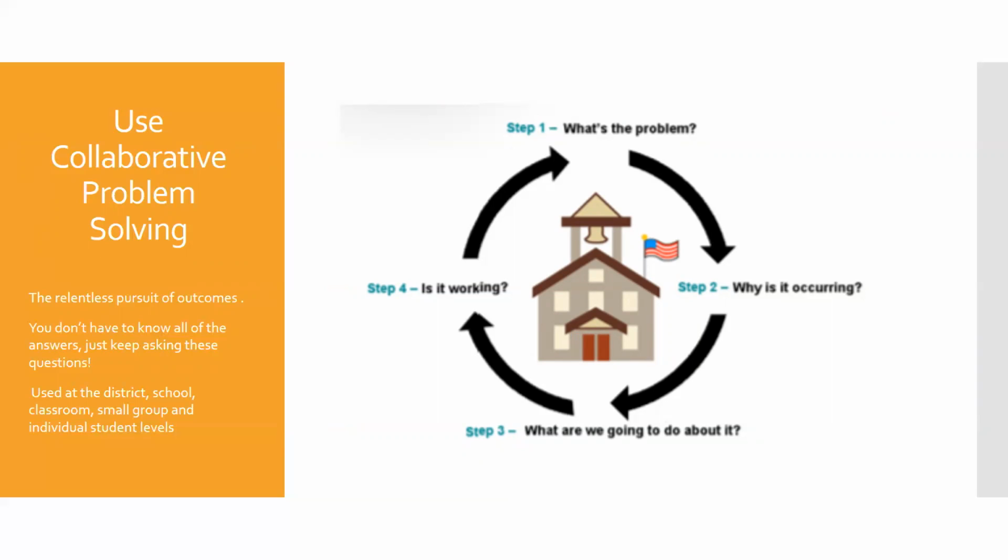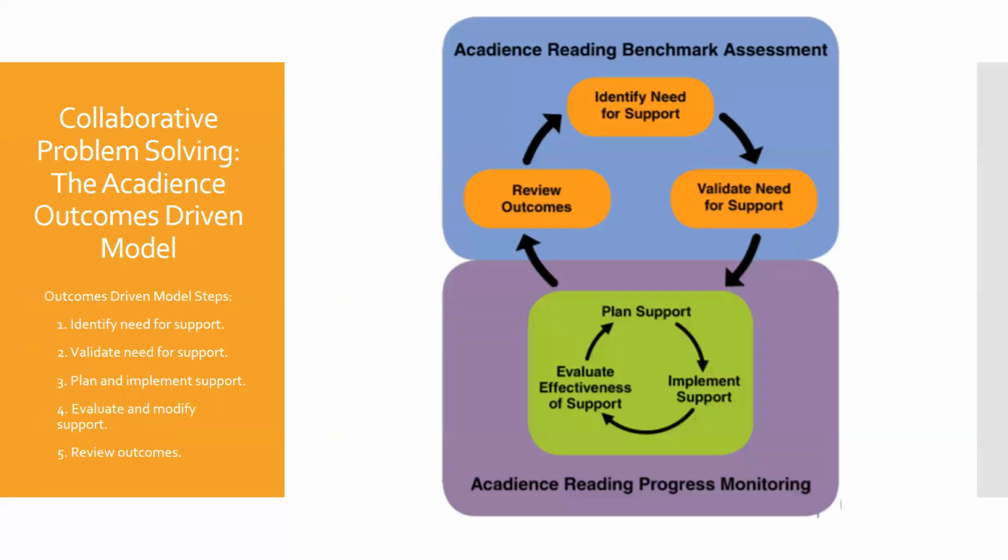So there you can see that this is used at the district level. It can be used at the school level. You can even drill down to individual student levels, like I was explaining, how you can use this collaborative problem solving process. Back to this outcomes driven model, because I feel it's very similar. Again, this is from Acadian's reading, but identifying that need for support and validating it with data. Then that green box at the bottom there really has that revolving door of we're planning, we're implementing, and we're checking to see if it's effective.